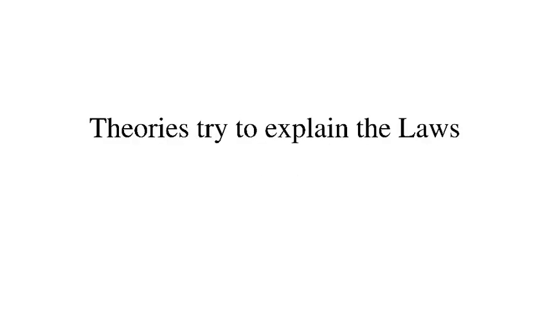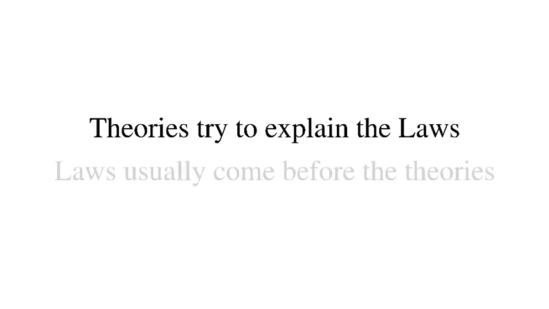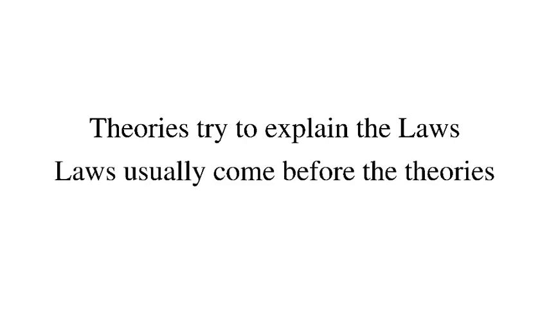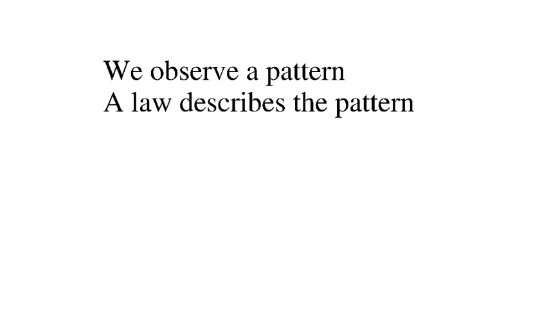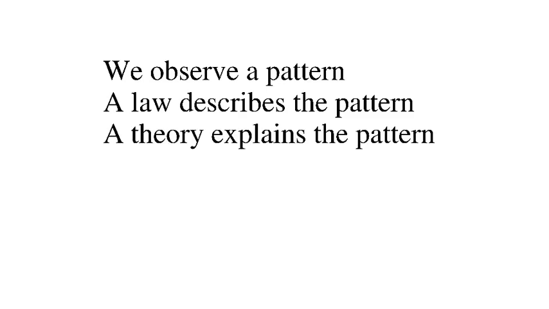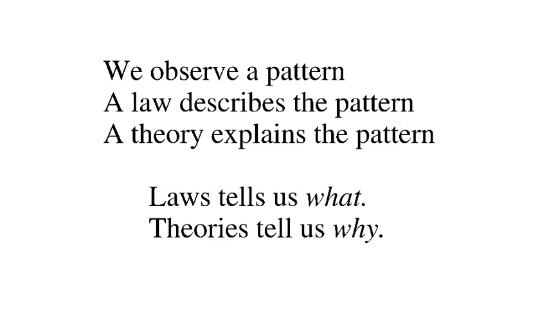There are many other scientific laws out there. We have Kepler's laws, Hooke's law, Newton's laws, Stefan's law, and the list goes on. For each of these laws, there is at least one theory trying to explain it. This is also why scientific laws usually come before the theories. Essentially, we observe a pattern of behavior, and a law is a very careful description of the pattern that we observe. Theories, on the other hand, are attempts to explain why the pattern exists. So, in simple terms, laws tell us what, and theories tell us why. And that's the difference between scientific laws and theories.